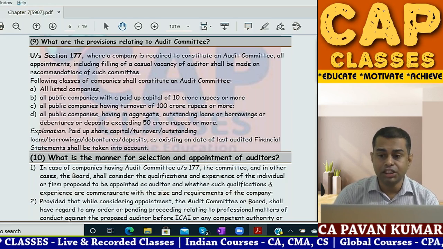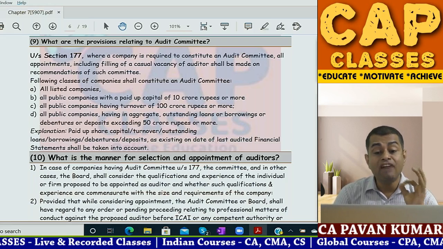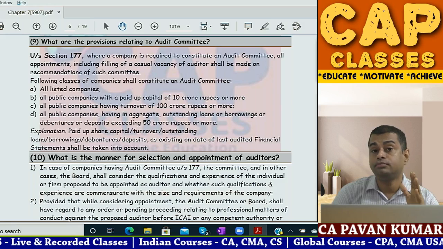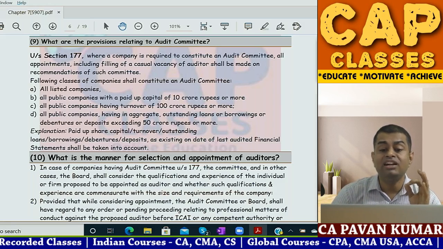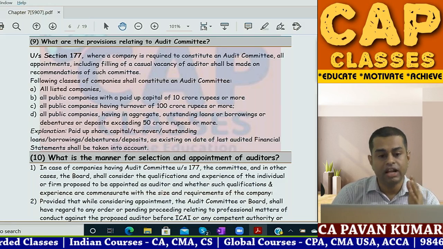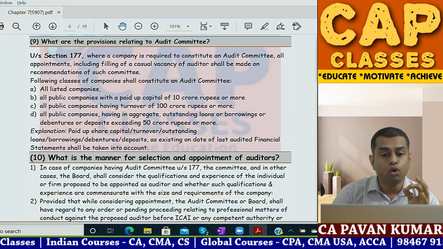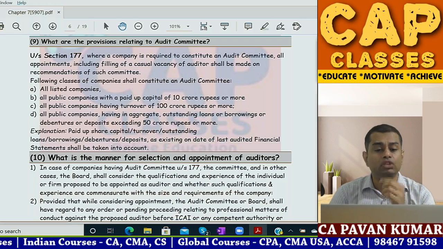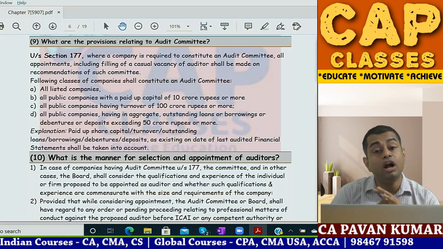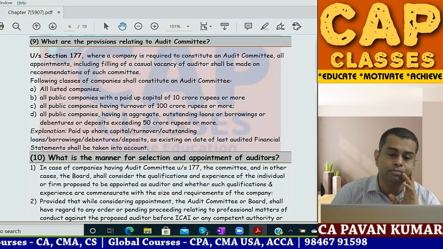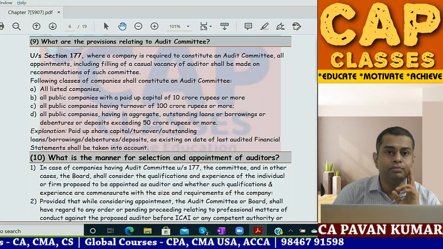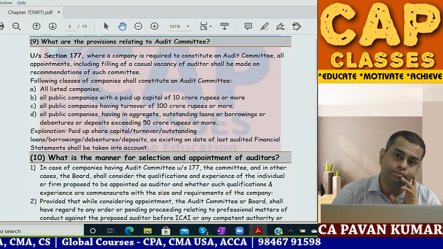So what are the conditions? 1. Do you have paid up capital of 10 crores or more? Then welcome to 177. Dear public limited company, do you have a turnover of 100 crores or more? Welcome. Do you have borrowings, outstanding loans and borrowings, or debentures or deposits, all types of loans, long-term loans, 50 crores or above? Then welcome to 177.